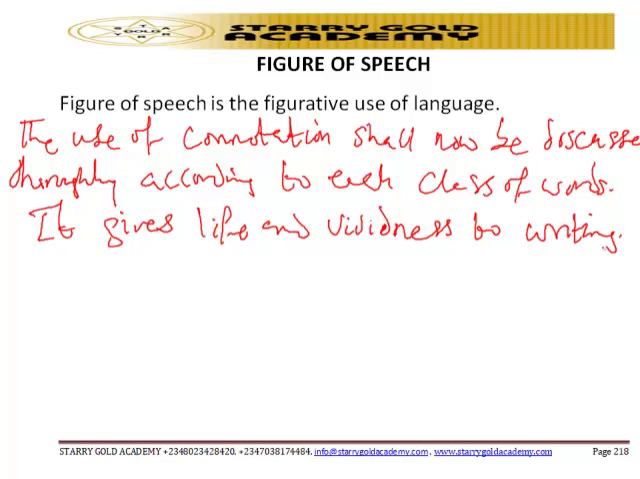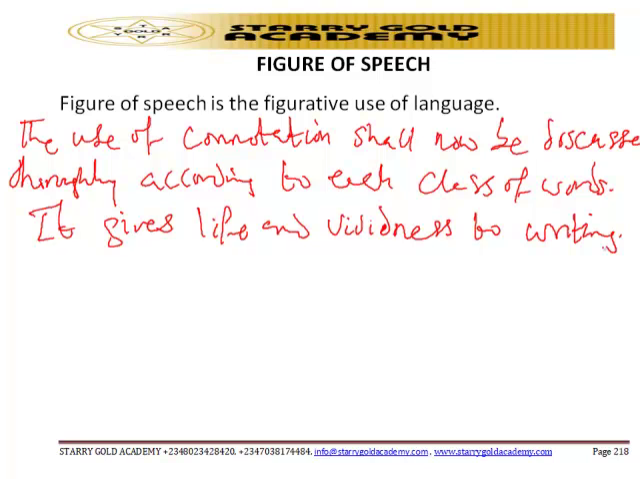Even in writing a letter you can make use of figure of speech. When you make use of figure of speech in writing a common letter, they will rate you as a good student. You have to merge it, coordinate it with the use of figure of speech, the use of connotation words, to make it appear more distinctive.